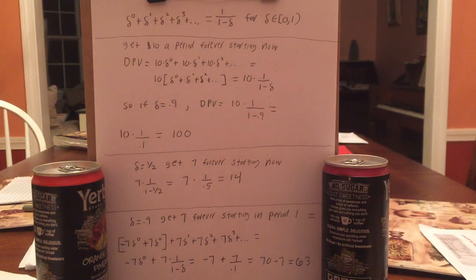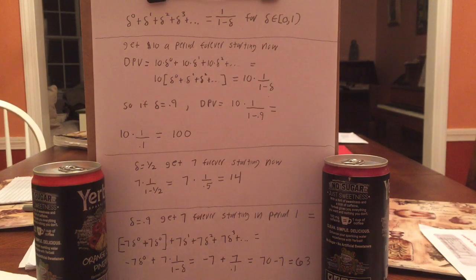So if delta is 0.9, if someone promises to give you X dollars starting now forever, what's the discounted present value of that? It's going to be 10x. So you just multiply what you're getting forever starting right now by 10, and that's the discounted present value. Okay, so again, someone offers you a bond that pays $10 a period forever starting right now, the discount rate is 0.9, the most you'd pay for that bond is $100.